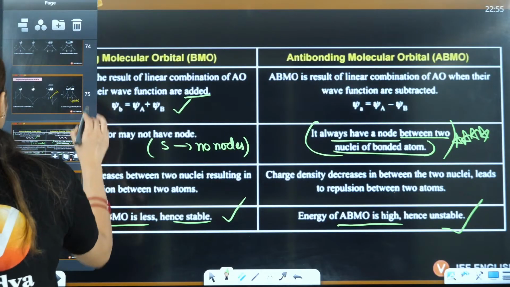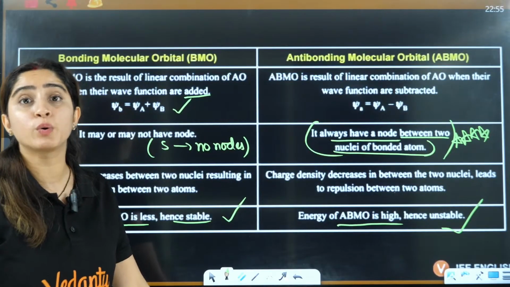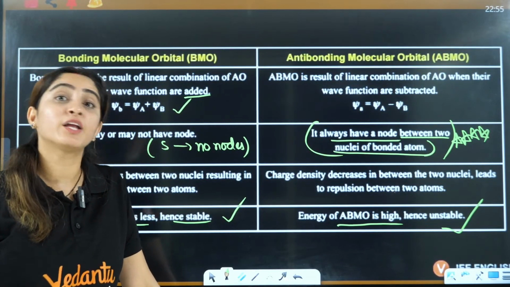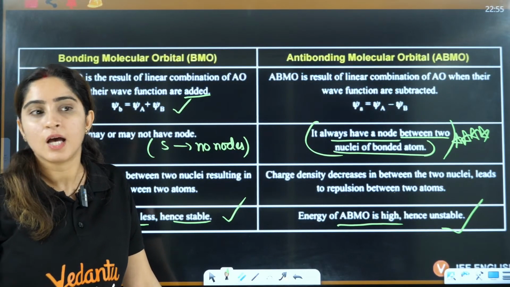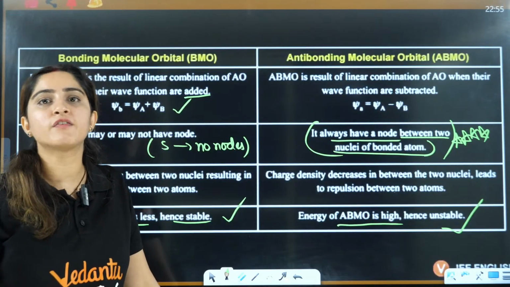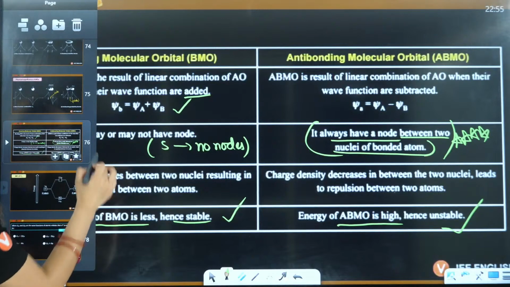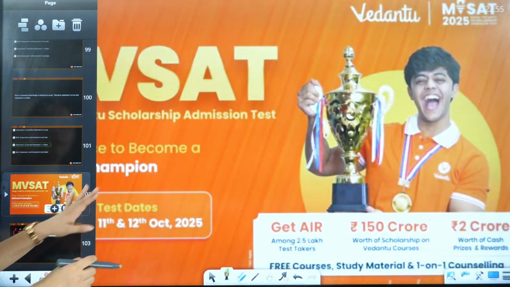This is what I told you, no? That in BMO, in bonding molecular orbitals, you can have nodes or you cannot have nodes. Where you cannot have, in case of 1s, you will not have nodes. We have discussed it. But in anti-bonding, no matter whichever orbital you take, that will have nodes. Right? Okay. So that's it for today, students.